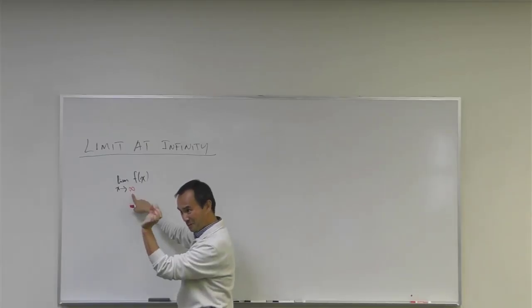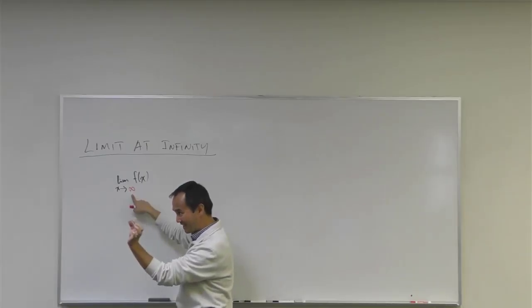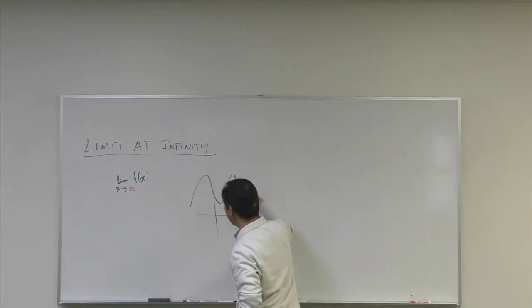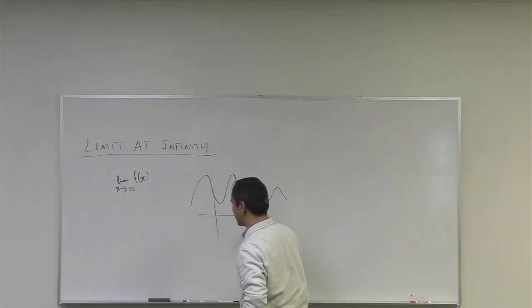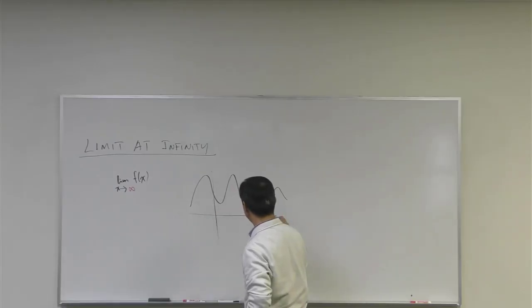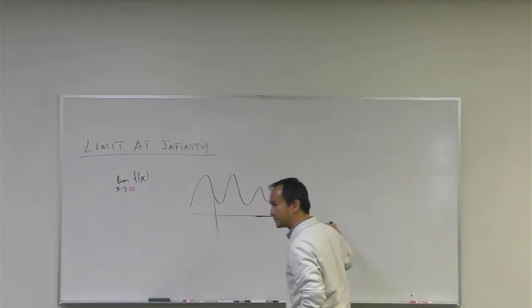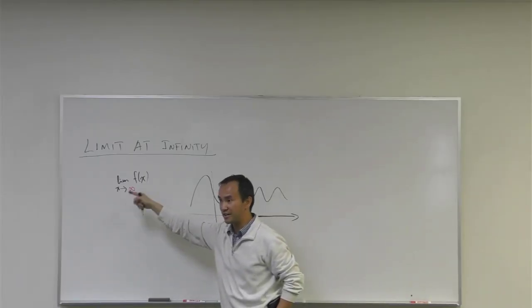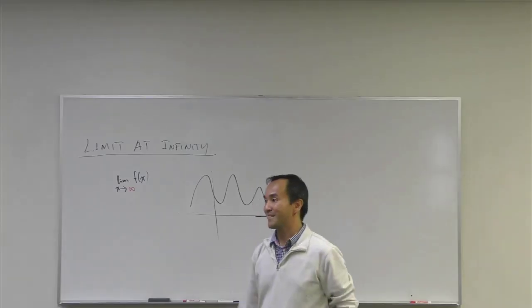We don't have a specific limit point on the x-axis anymore, but here's the graph. The graph may run whatever, but we want to look at the behavior of your function as we keep getting further and further out to the right-hand side. That's what this limit at positive infinity is all about. Am I making sense?